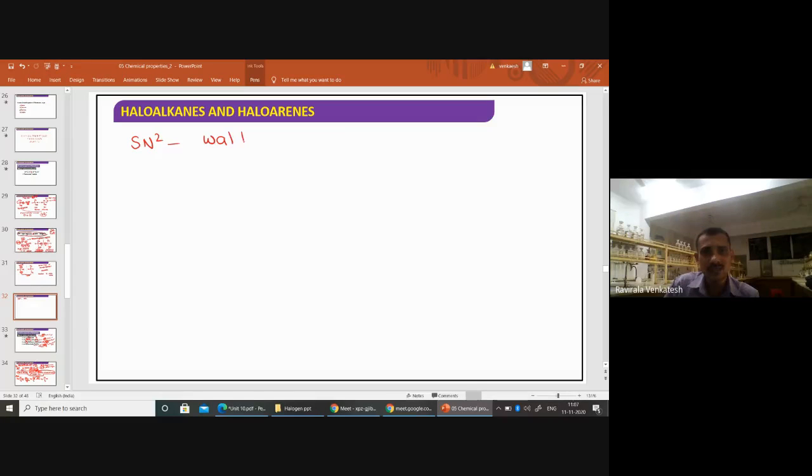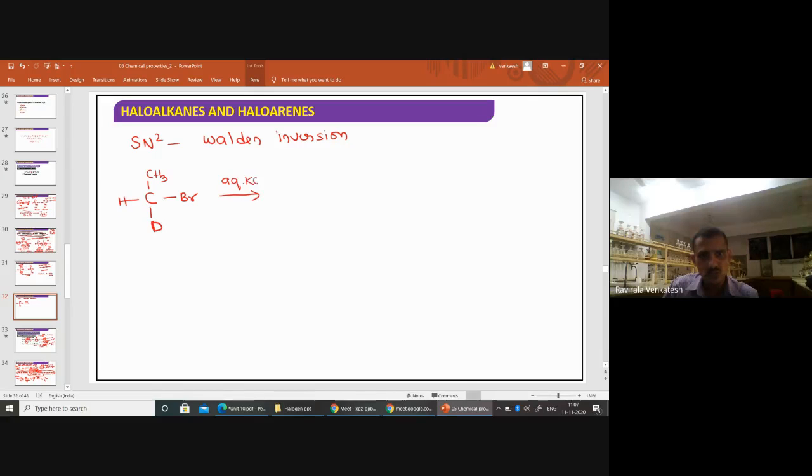Now, what is this Walden inversion product here? Let me show this. Yesterday we took one example, so let me see this example one more time. For example, I have taken CH3 here, bromine here, a hydrogen here, and a deuterium here. Just imagine that. Now this one I am treating with aqueous KOH.